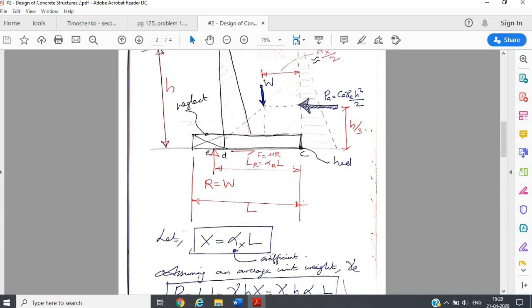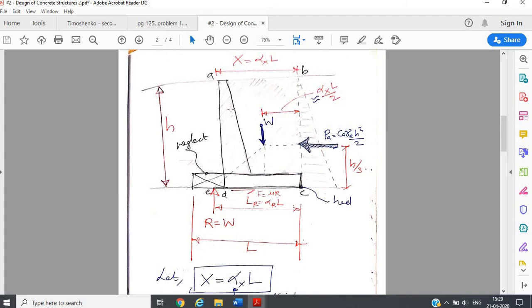Now, assuming an average unit weight for the retaining wall and soil. Remember, here it is a retaining wall, which is concrete RCC, which might have a unit weight of 24 or 25 kilonewton per meter cube. And you have soil, which will definitely have a lesser unit weight, maybe on average you can consider it as 18 kilonewton per meter cube.